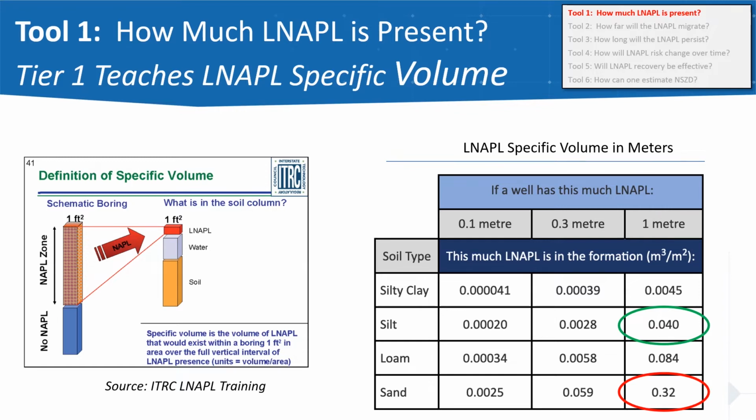That sort of makes sense because that's generally the porosity of a sand. But on the other hand, if you have a silt, there's much less LNAPL down there, maybe only 4 centimeters. So this is one of the key points of this tool, that at many sites, because of the geologic conditions in the subsurface, fine-grained soils can hold a lot less LNAPL than coarse-grained soils, and this table helps you understand that concept.